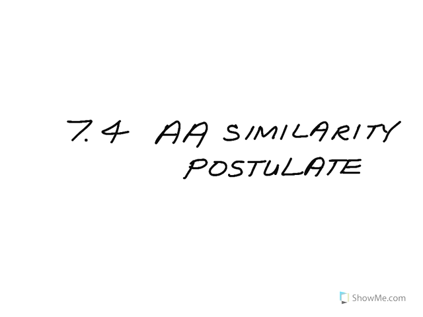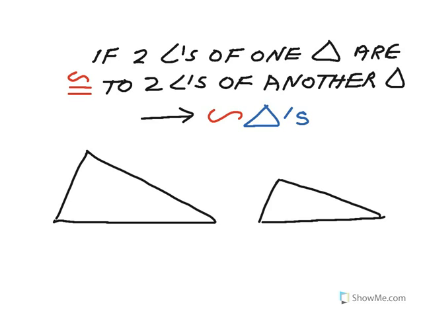Lesson 7.4 is about the angle-angle similarity postulate. Okay, so the angle-angle similarity postulate is this. If you have two triangles, and you have two angles of one triangle congruent to two angles of another, then the two must be similar.